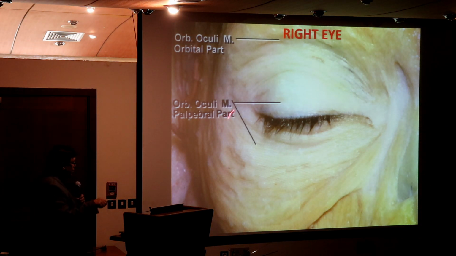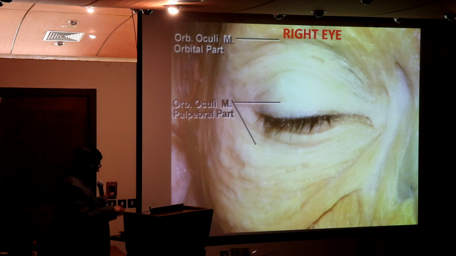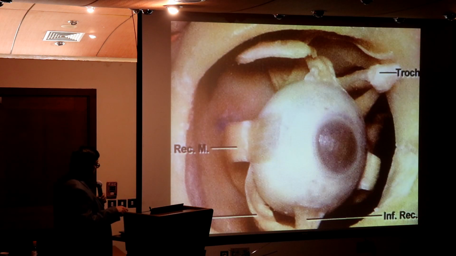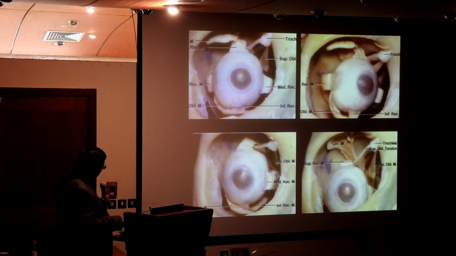Here we have removed the skin and so on, and we are looking at the muscle, orbicularis oculi, which is made of two parts, one around the orbit and one in the tarsus. If you remove that and look inside, then you can see levator palpebrae superioris. These are the muscles: lateral rectus, medial rectus, superior oblique, superior rectus, levator palpebrae superioris, inferior rectus and inferior oblique muscle.